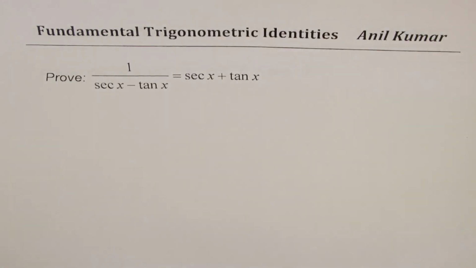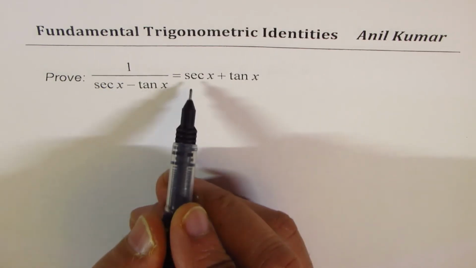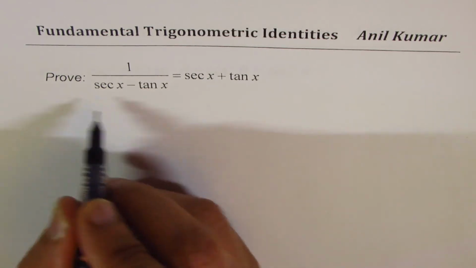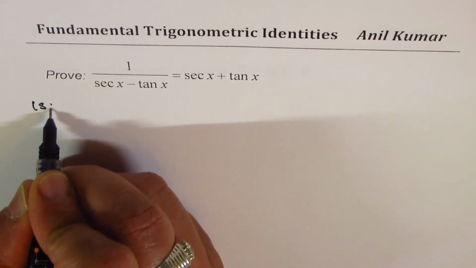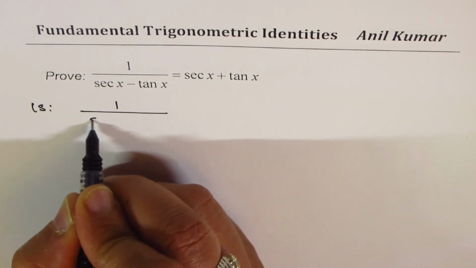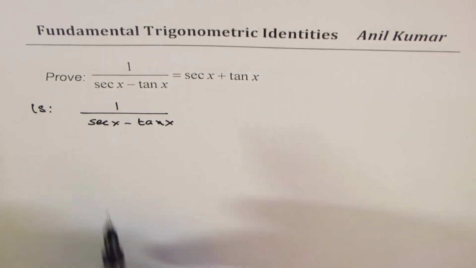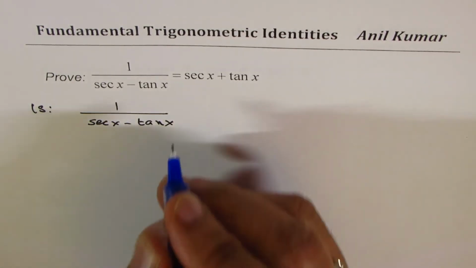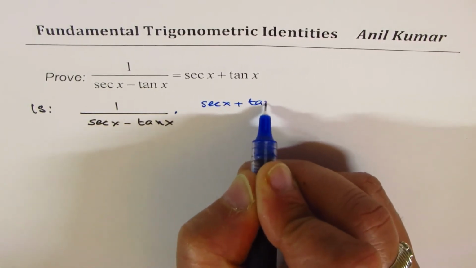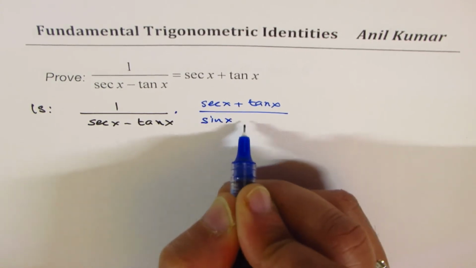Next question is, we need to prove 1 over secant x minus tan x equals secant x plus tan x. Now name the strategy. What should we use to prove it? We'll again begin with the left side. You could begin with any. We have 1 over secant x minus tan x. Now what you could do is multiply the numerator and denominator by secant x plus tan x, correct? Which is as good as multiplying by 1, correct?